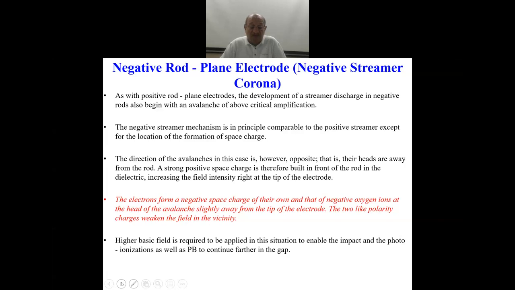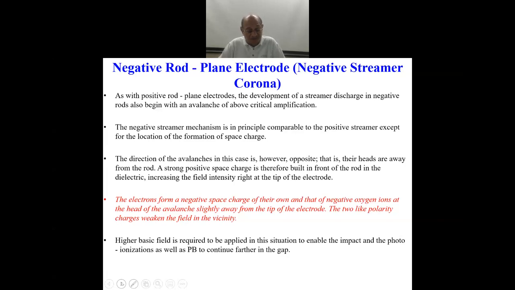That is, their heads are away from the rod. A strong positive space charge is therefore built in front of the rod, that is, at the tail of the avalanche in the dielectric, increasing the field intensity right at the tip of the electrode. The negative rod and the positive space charge, being of opposite polarity, increase the resultant field intensity. Electrons form a negative space charge of their own, and together with negative oxygen ions at the head of the avalanche, slightly away from the tip of the electrode, the two like polarity charges weaken the field intensity away from the electrode. Higher basic field is required.